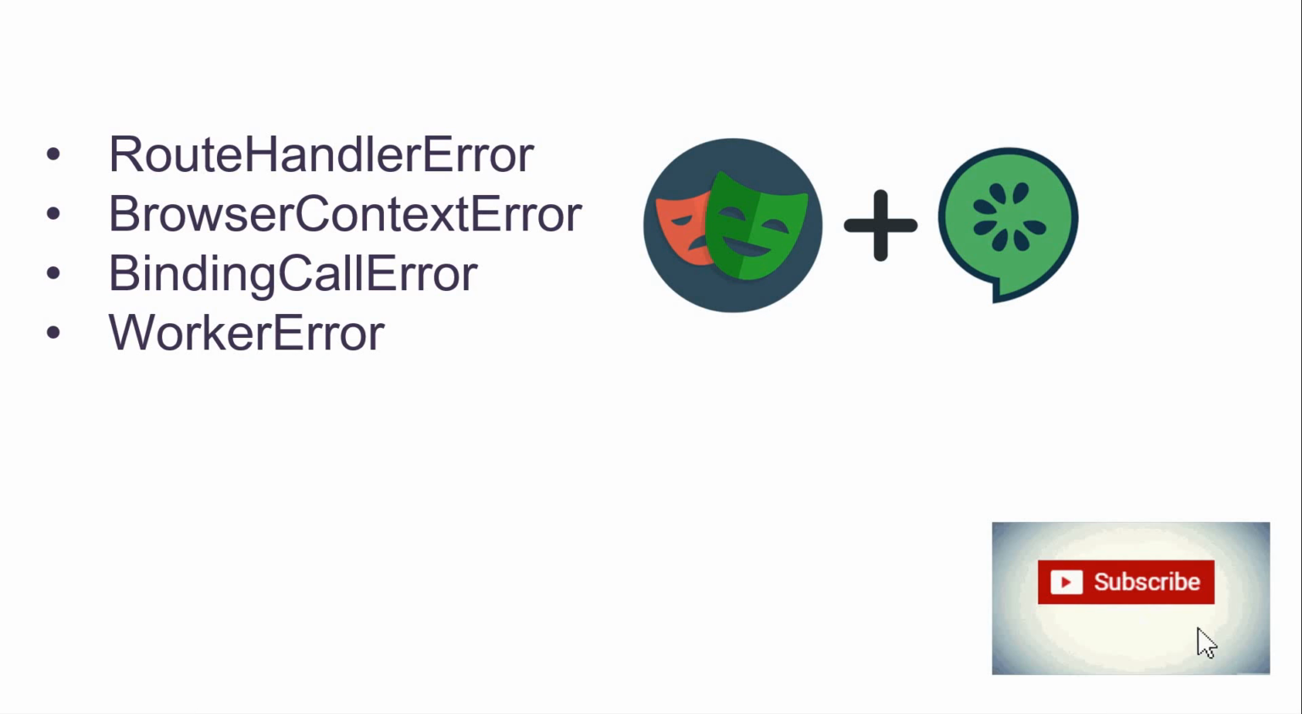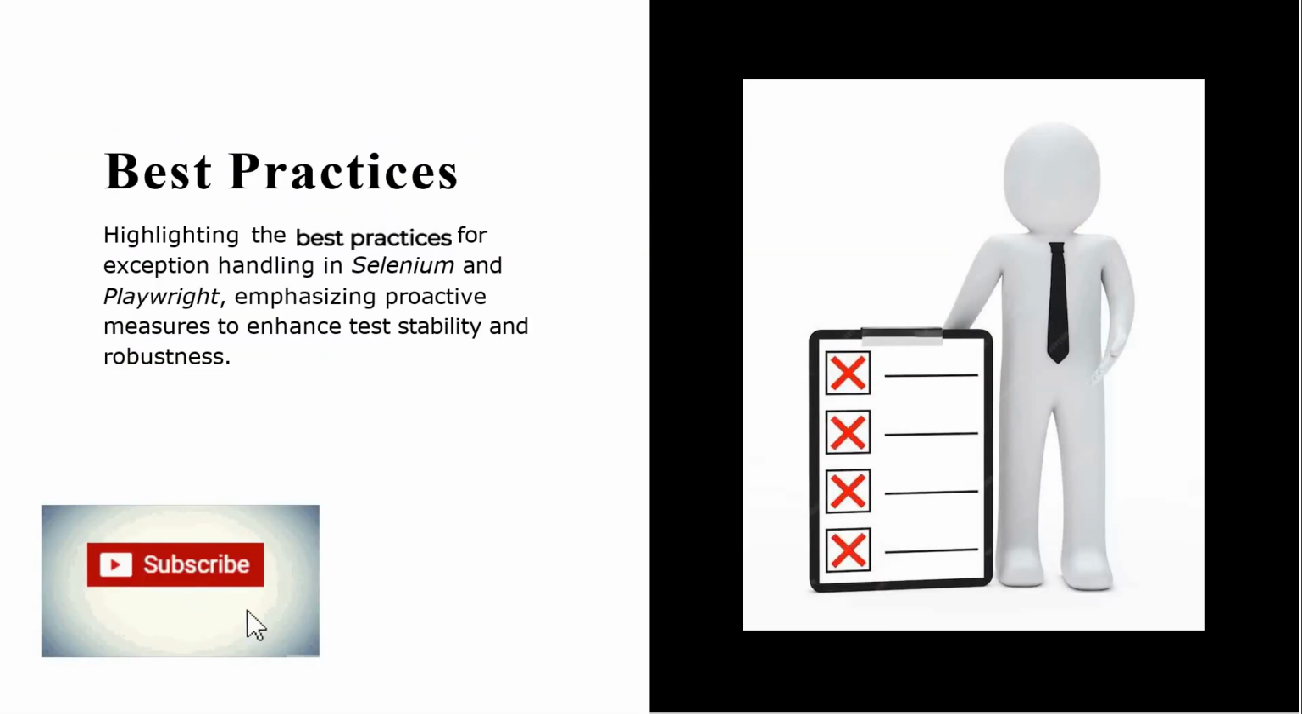Okay. And then we have browser context error, which arises when there are issues related to browser context, such as creating or manipulating them. So when you have to create or open the browsers and do some actions in the browser, then we have browser context error. Binding call error occurs when there are issues with function calls or bindings with the Playwright API. Then we have worker error, which represents errors occurring within the worker or thread in the Playwright execution environment. I think these are the errors. We mostly have errors, not exceptions, in Playwright. So I think that is all.